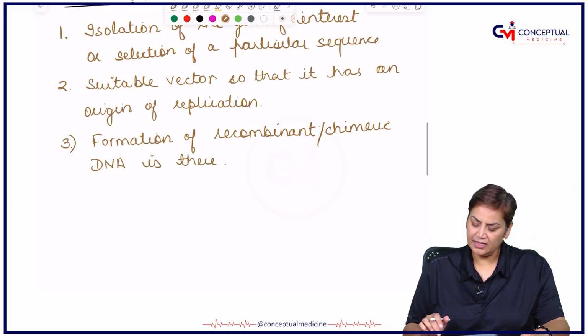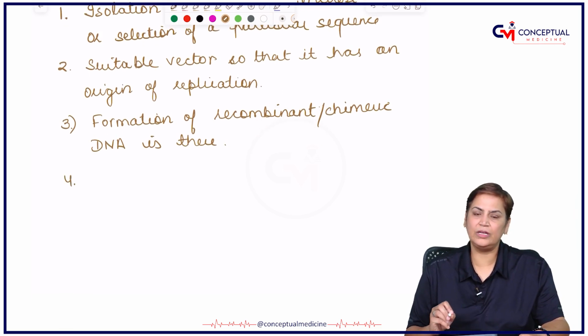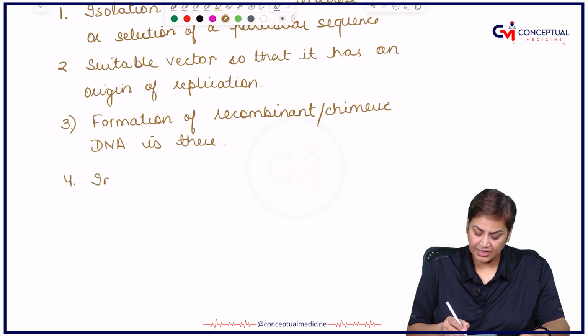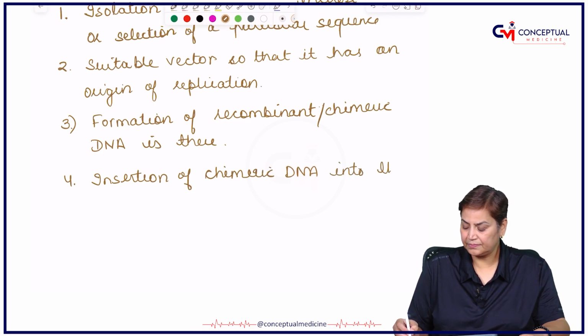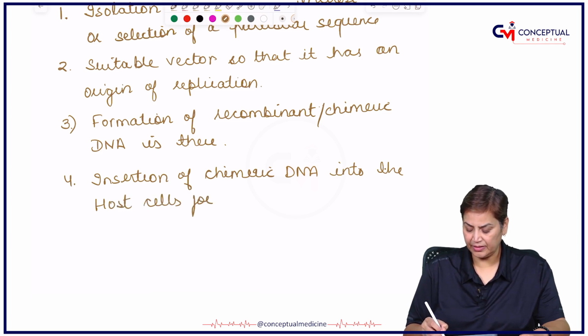We can call it a recombinant DNA or a chimeric DNA. Now, once the recombinant chimeric DNA is produced, then we have to insert it into the host cells. That is also very important. So, the fourth step is insertion of chimeric DNA into the host cells for multiplication.